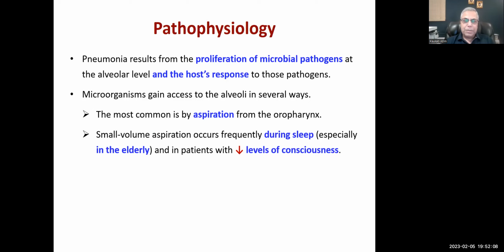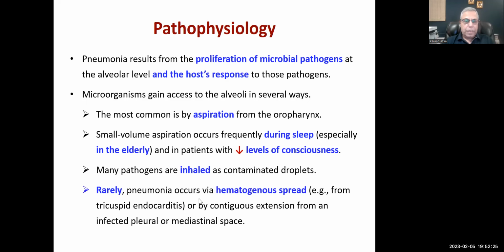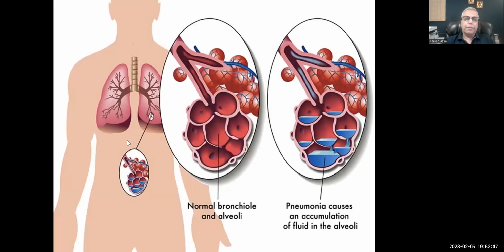Small volume of aspiration occurs frequently during sleep, especially in the elderly and in patients with low levels of consciousness. Many pathogens are inhaled as contaminated droplets from other places. Rarely, pneumonia occurs with hematogenous spread, that is, it comes from the bloodstream, for example, if a patient has endocarditis, or contiguous extension from an infected pleural or mediastinal space. Contiguous means direct extension, okay? But that is rare. These are the more common causes of pneumonia.